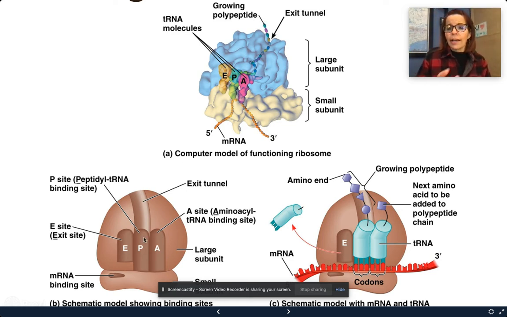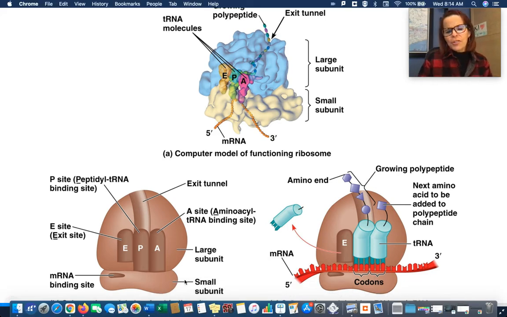So let's take a look at the cartoon version. Let me get this out of the way. So here's our cartoon version. We've got our small subunit here. We've got the large subunit here. And you need to know these three sites, the A site, the P site, and the E site.